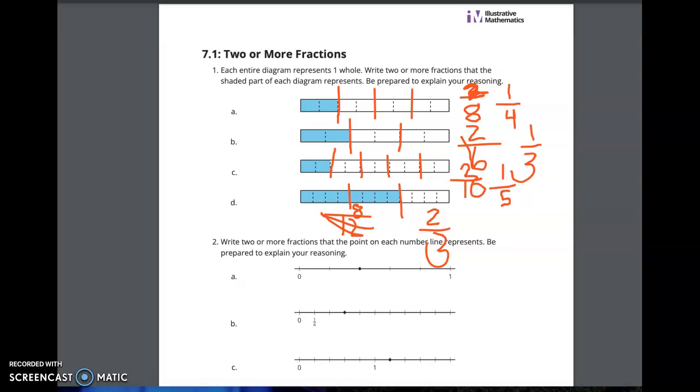Okay, so now we come upon writing 2 or more fractions that the point on the number line represents. So the straightforward answer for this one, there's a straightforward one, there's one that you have to do a little extra thinking on, is 1, 2, 3, 4, okay, 5. So we're breaking this into fifths. So this would be 2/5.